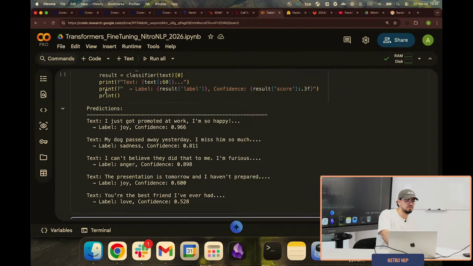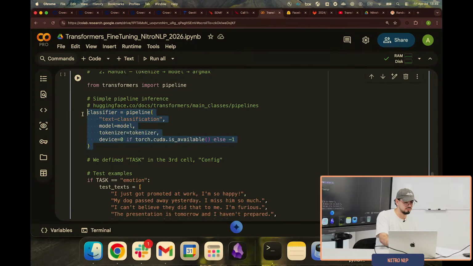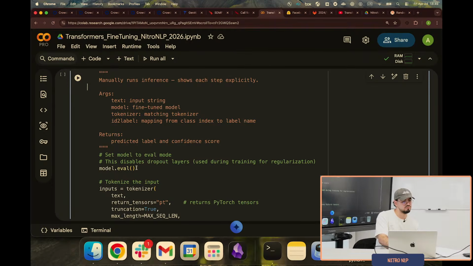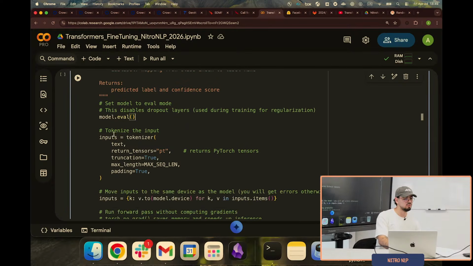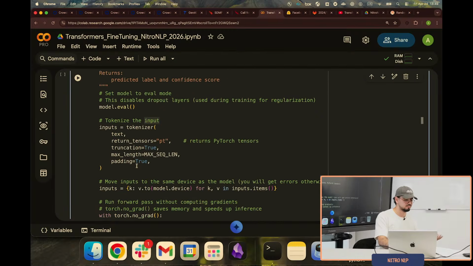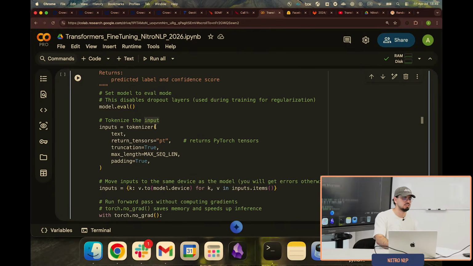If you would like to do manual inference for some reason and you don't like doing only this, you would need to do a lot of stuff. First of all, you will need to set the model to evaluation mode with model.eval to disable the dropout layers that we use during training for regularization. You would need to tokenize your input. I didn't feed it directly before because it went through the classifier pipeline, which I declared the tokenizer for, but you need to tokenize the input as well.